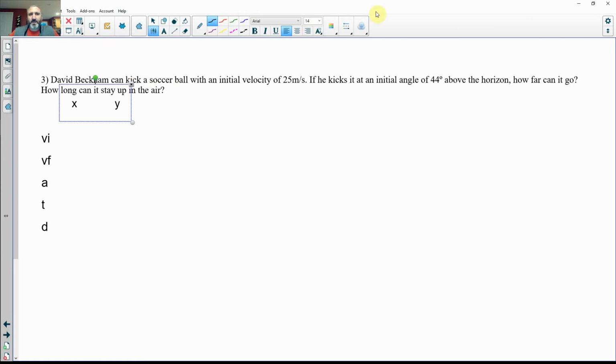David Beckham kicked a soccer ball with an initial velocity of 25 meters per second. If he kicks at an angle of 44 degrees above the horizon, how far can it go? How long can it stay up in the air? So this is now a launch problem.